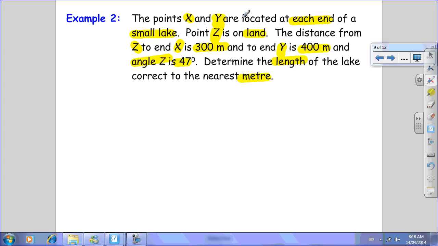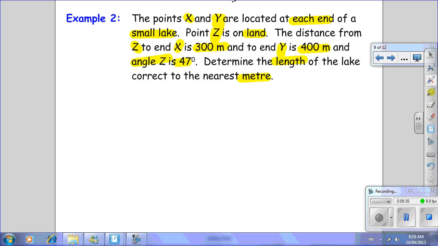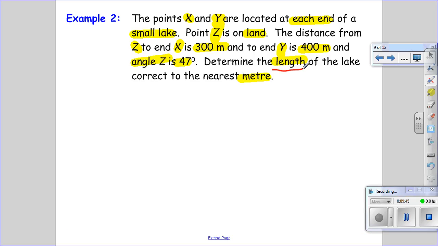Let's try this one more time, getting some information or underlining units and what we're solving for. The points X and Y are located at each end of a lake. Point Z is on land. The distance from Z to X is 300 meters and to Y is 400. The angle is 47 degrees. Wants the length of the lake to the nearest meter.